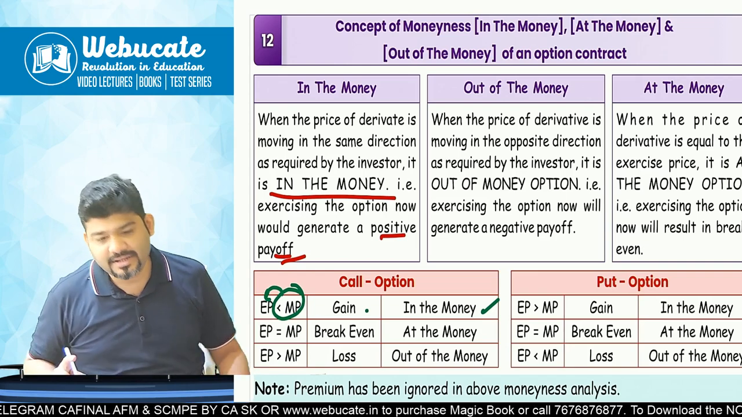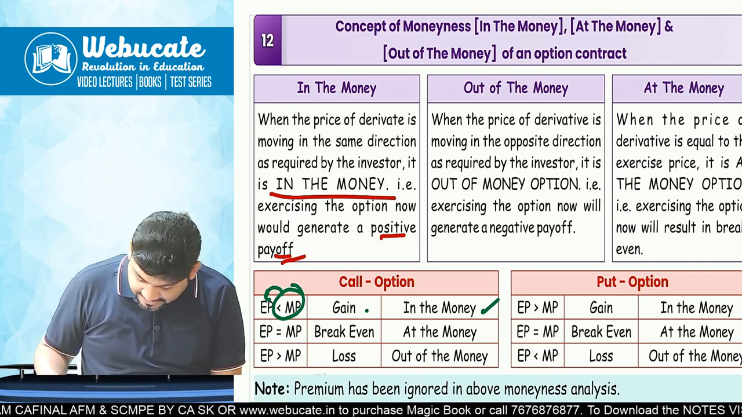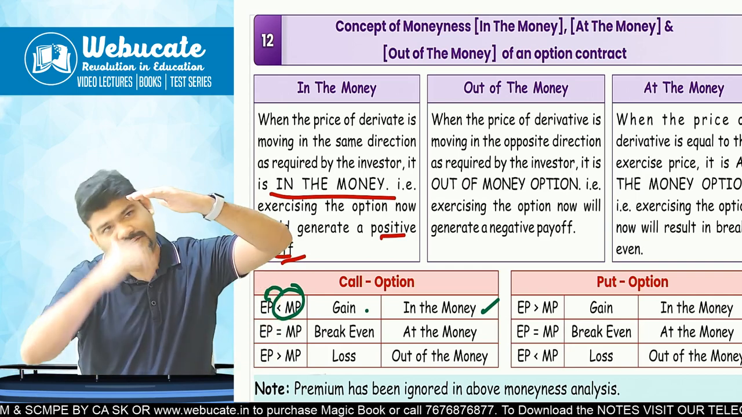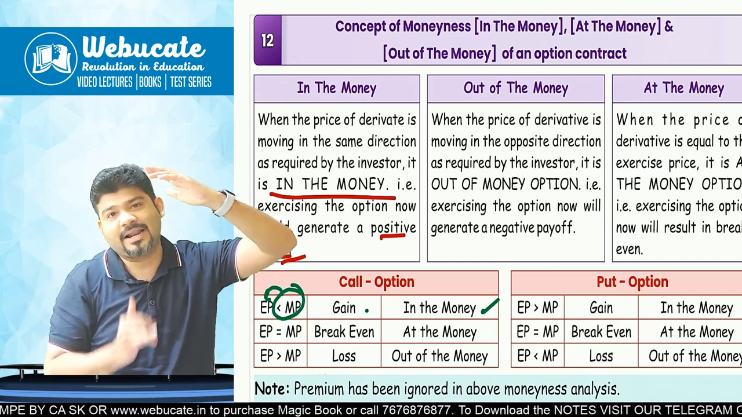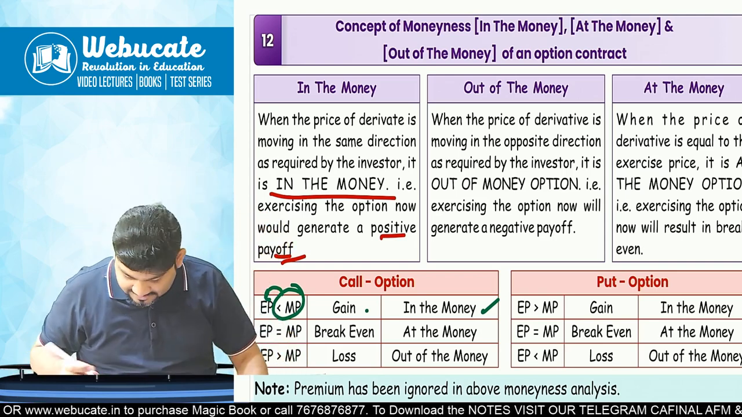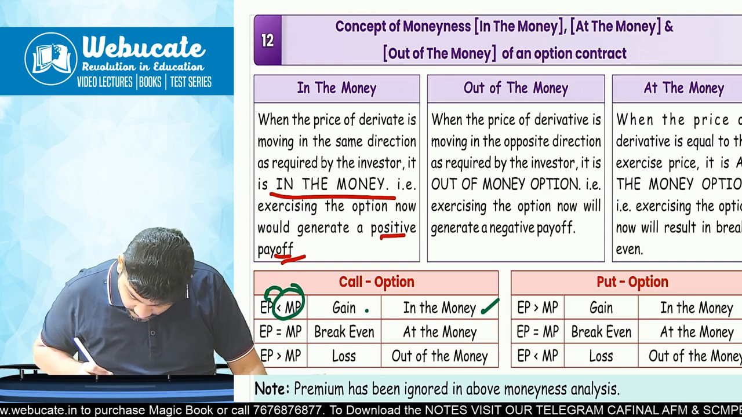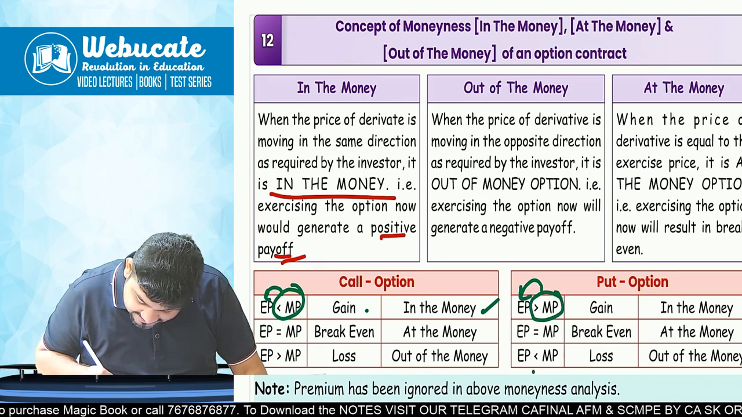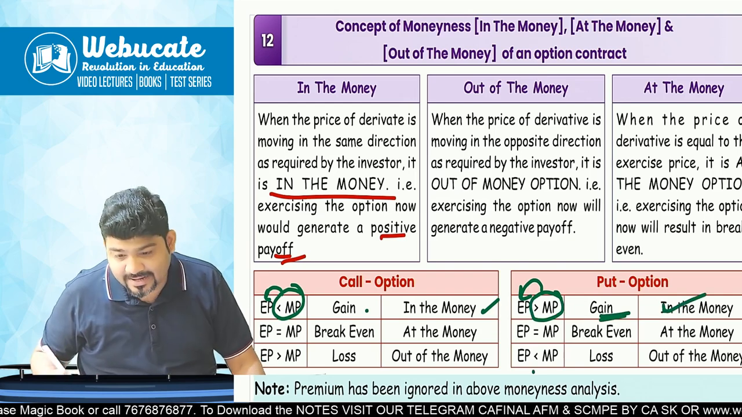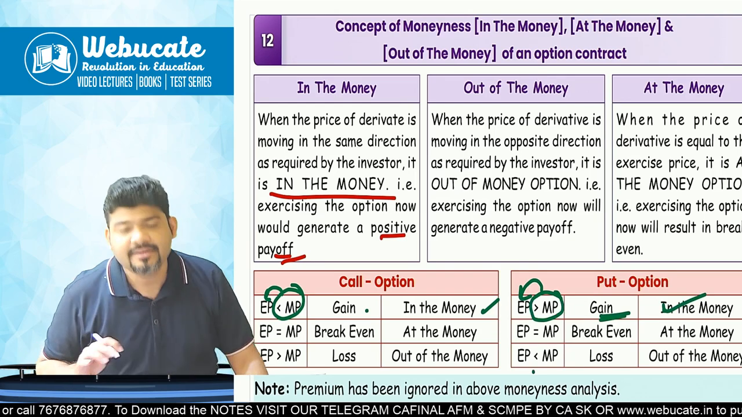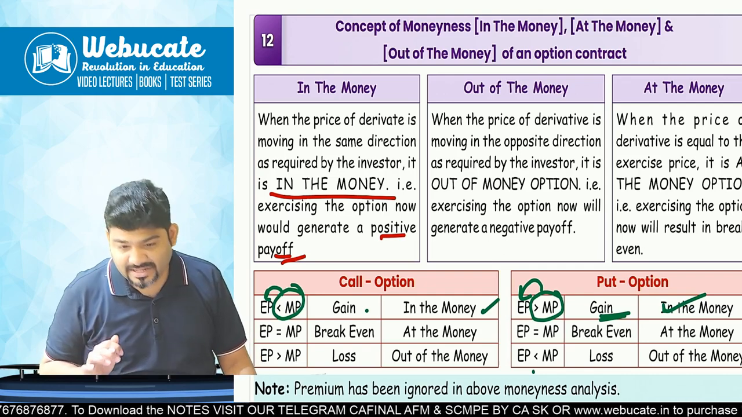And in case of put option, vice versa, you expect the market to go down and it goes down. So you want the market price to be lower than the expected price. So here you want the market price to be low. So exercise price high, market price low, gain, in the money. Then at the money and out of the money. Are we clear, everybody? Yes, sir. So that is called the moneyness.